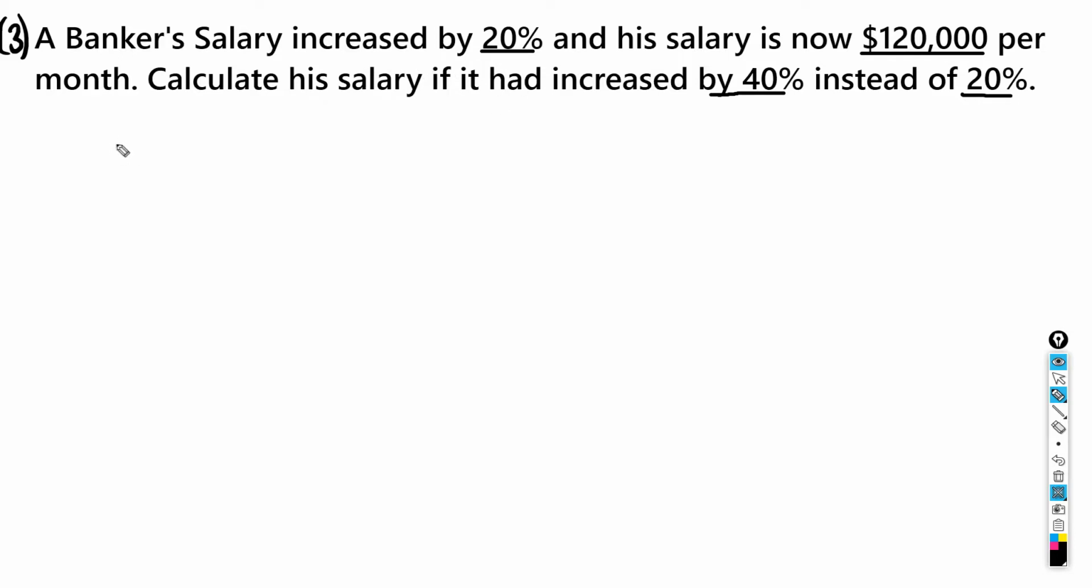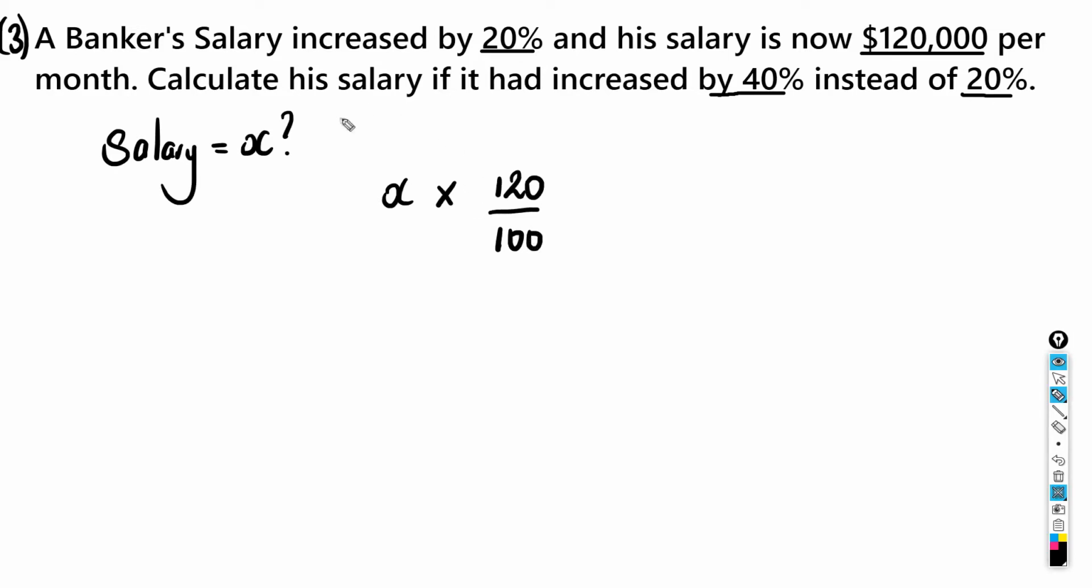We're going to state his salary as X, okay? So his salary is equal to X, and we don't know what it is, right? But we can find his salary, right? It increased by 20% and it's now $120,000. So we know that X multiplied by 120 over 100, right? Which is the increase, right? Which is the same increase, the 100 plus or minus the X percent, right? Is equal to 120,000.